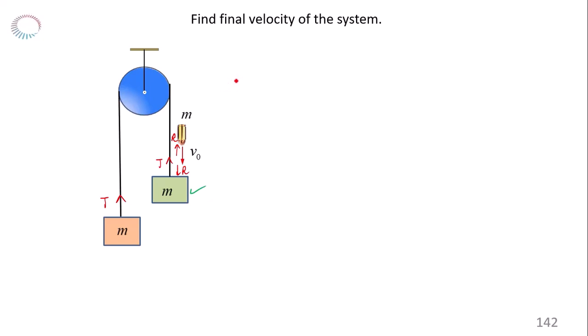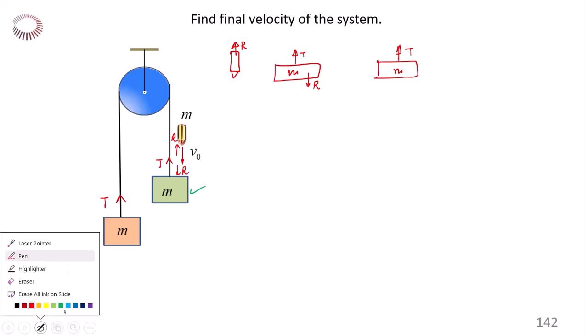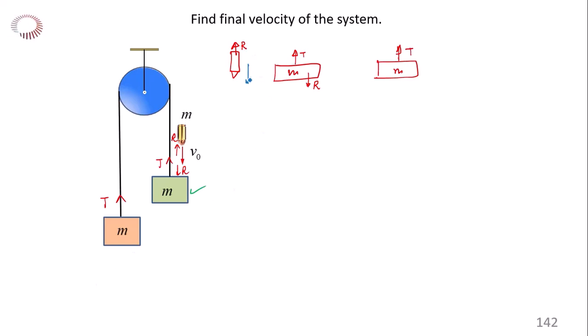Now we have to write separately for three systems. So for this bullet, R, the impulsive force, is acting upward. For this mass m, there is one impulsive force T upward and R acting downward. And there is another mass m block, for that T is acting upward. After the impact is over, let us say this block is moving with velocity v, this block is also moving with velocity v, and this block is moving upward with velocity v.